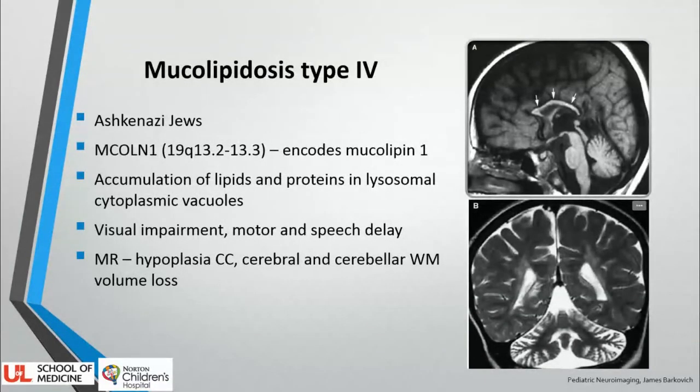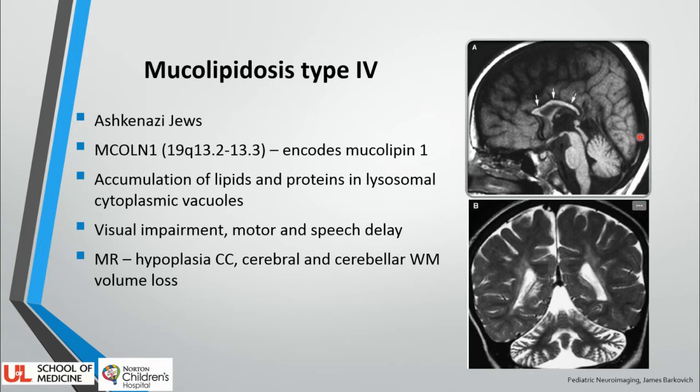Mucolipidosis type 4 is commonly seen in the Ashkenazi Jewish population. Gene mutation causes accumulation of lipids and proteins within lysosomes. These patients present with visual impairment because of corneal clouding and retinal degeneration.